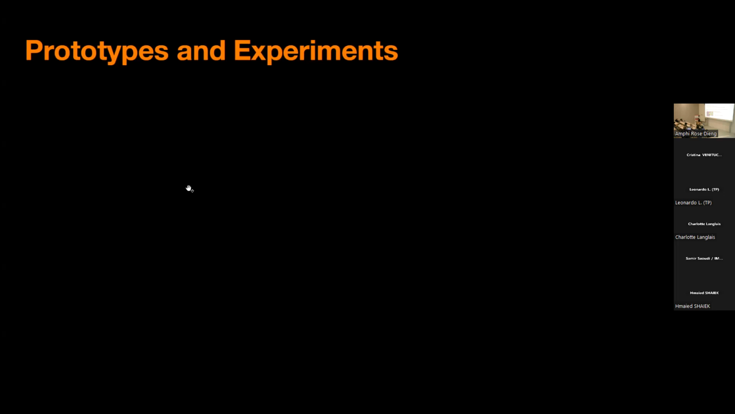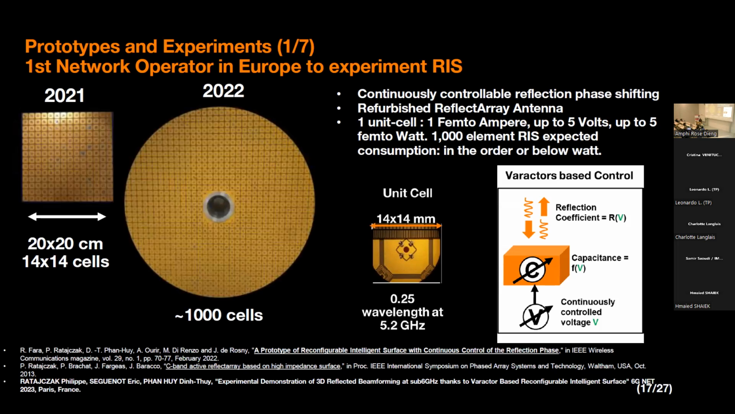So I have 10 minutes left. So, prototypes and experiments. Even though we are a mobile operator like NTT Docomo, we do some prototyping and testing because it's in our DNA. We have a big research center and lots of experts in antennas and electromagnetism. And we like to see things by ourselves and understand, you know, put our hands on.